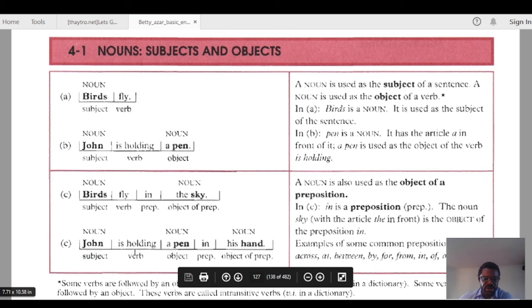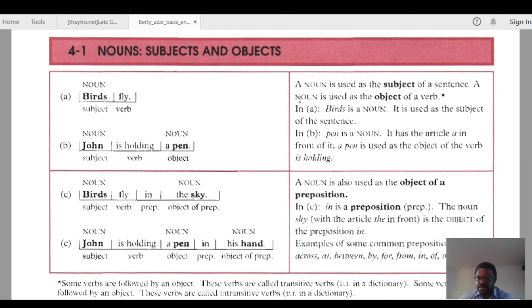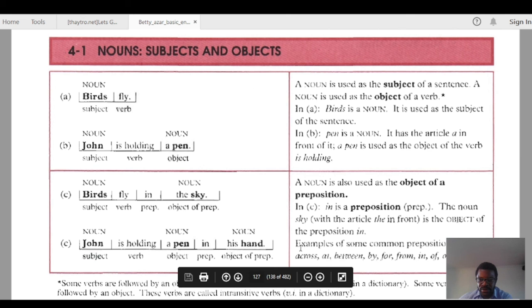John is holding a pen in his hand. In is the preposition. Where is John holding it? In his hand. That's the location of the pen. Okay? So just to give you a recap of what nouns, objects and subjects are all about, just to refresh your mind. These are words you've got to see or hear every now and then, so it's always good to remind you how they are used.